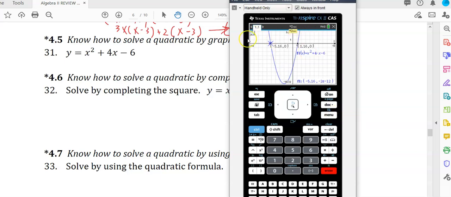So that's pretty good right there. And so that'll be 1.16. Notice I didn't put the ordered pair. I just want the x value. And x equals -5.16. There you go.